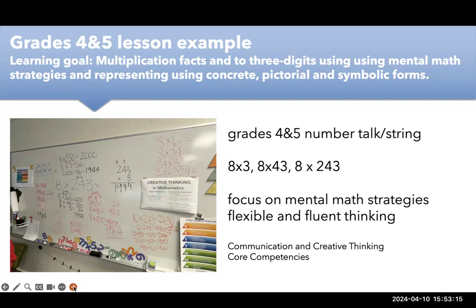We actually did a number string, which is a series of 2 or 3 or 4 questions that are related to each other, so that students are building that understanding of the relationship between the numbers. So you can see here we got to 8 times 243, and I've recorded all the different ways students have solved that. On the left here, we've got the different answers.